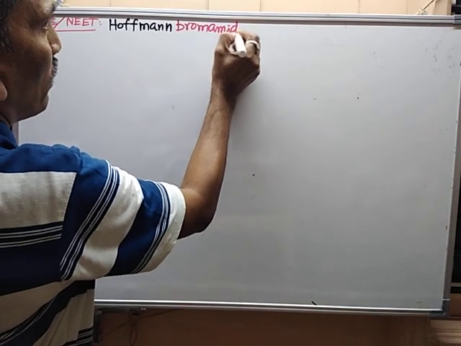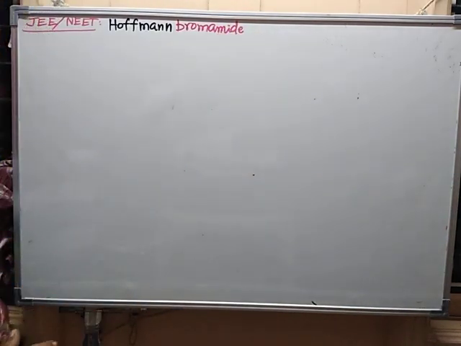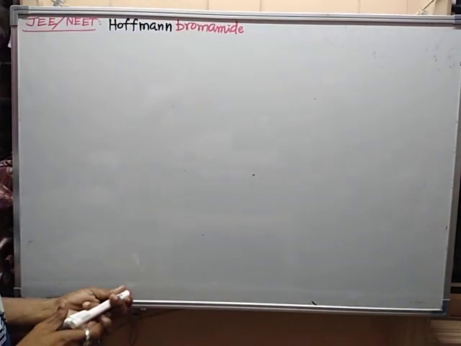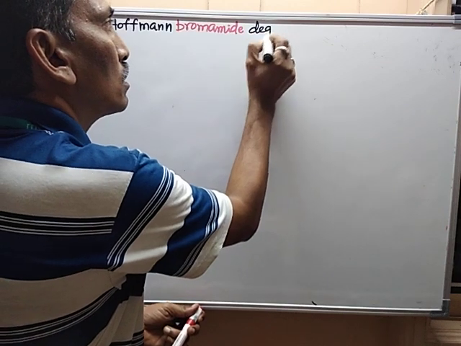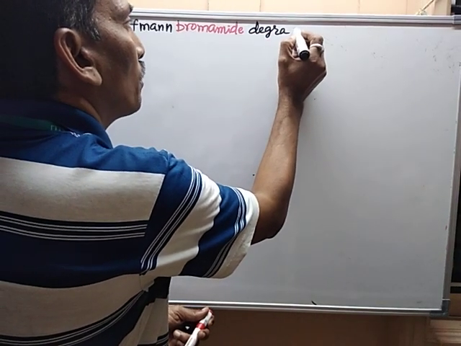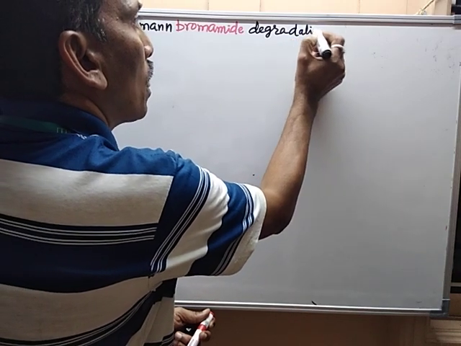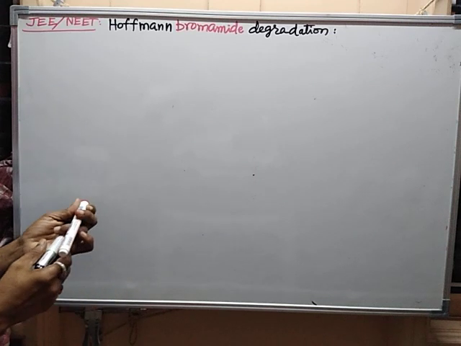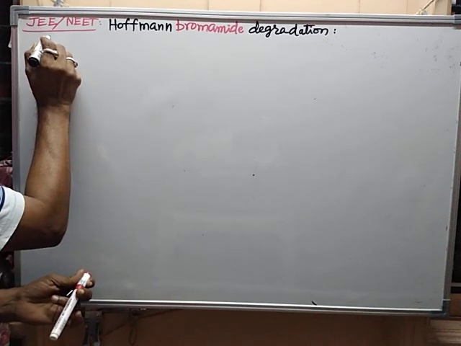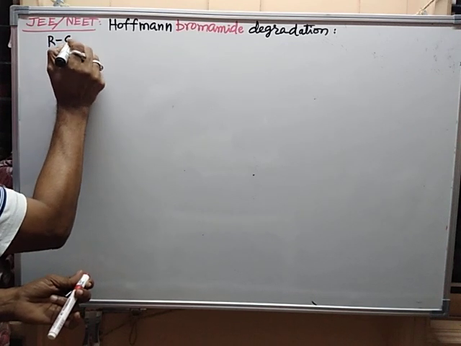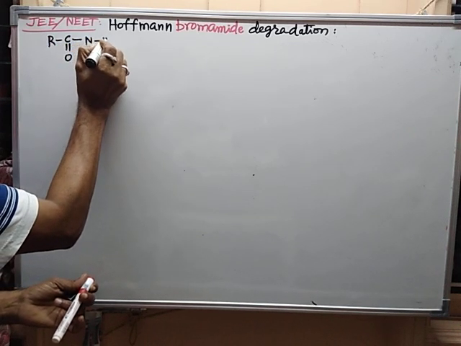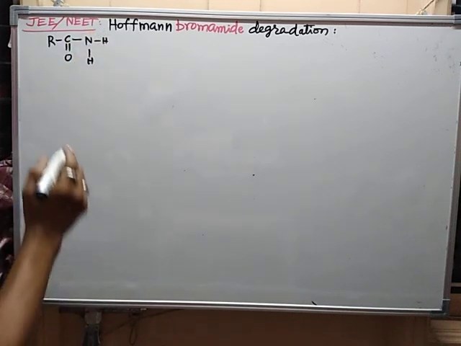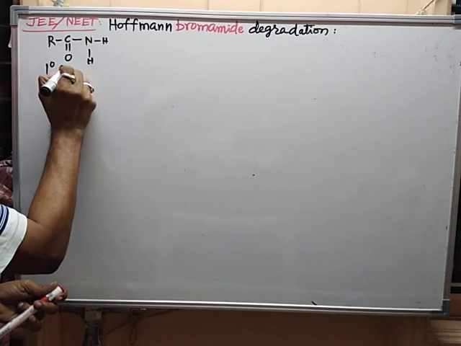I am recalling the previously discussed main reaction, and other aspects will be taken quickly for your better understanding. Degradation means some reduction in the product. The simple reaction is R C double bond O NH2. If this N atom contains two hydrogens, it is called a primary amide.